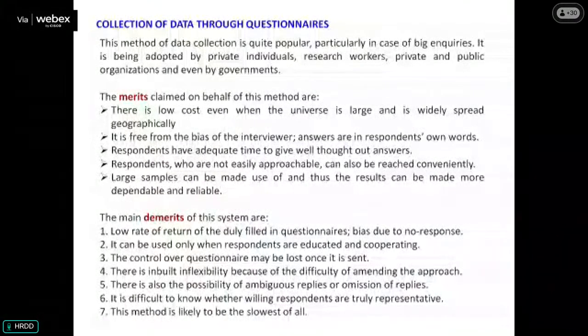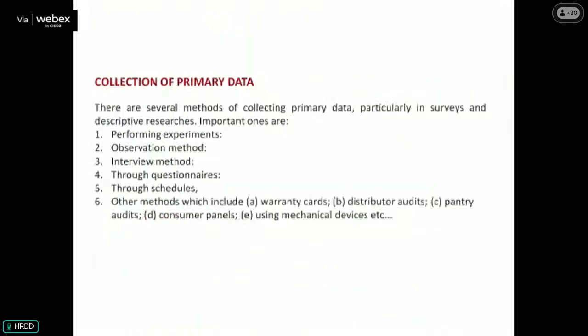So collection of data through questionnaire. This is the first technique. So what have we seen? What are the techniques? Several methods of collecting primary data: performing experiments, observation method, interview method, through questionnaire, through schedule. So we are doing number 4, through questionnaires. How will we do it through questionnaires?